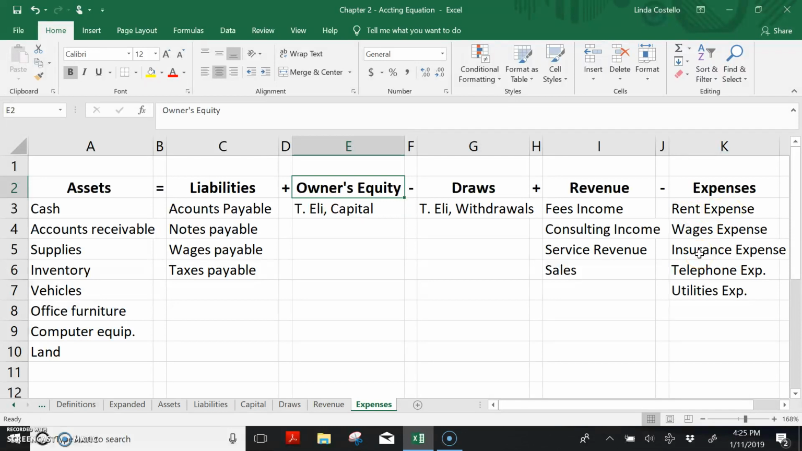Businesses frequently have to get insurance, so they would incur insurance expense. And paying telephone and electric bills would incur telephone expense and utilities expense. I'll bet you can think of a whole bunch more expenses that must be incurred by a company in order to stay in business and earn revenue.